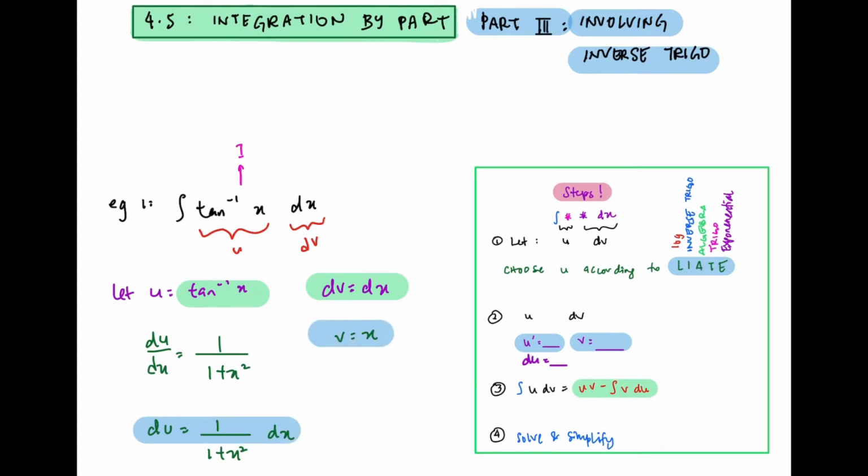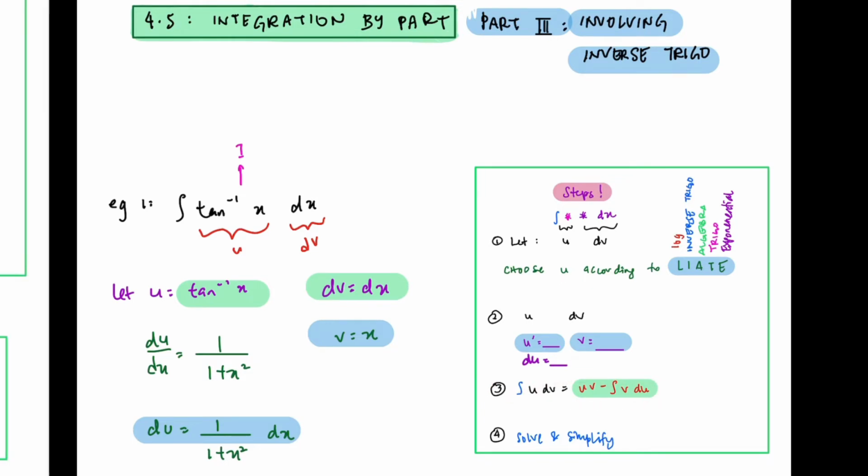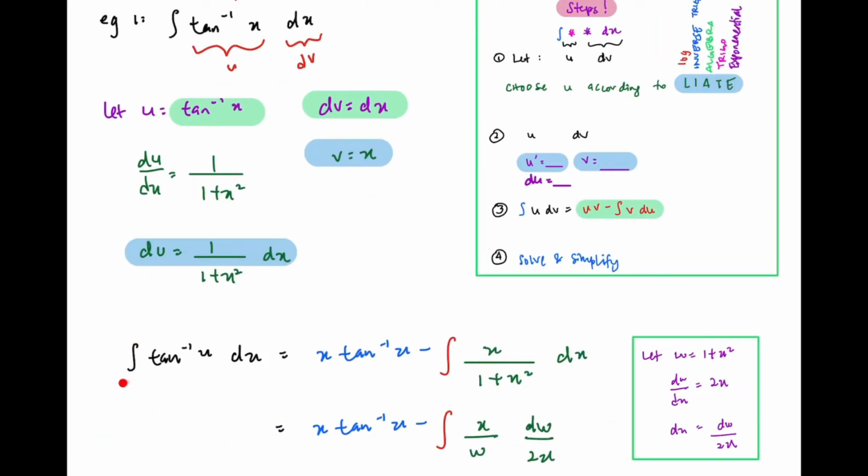Let us proceed to step number 3, which is using the formula for IBP. So the integral of inverse tangent x dx is equal to uv minus the integral of v du. Multiply all of this here. So this is the new function that you need to integrate. The first part here is ready, so just cut and paste it here. And let's focus on the second part.